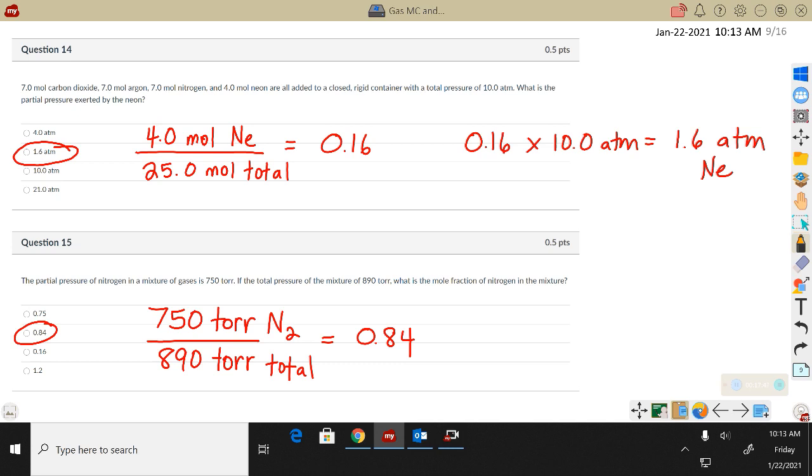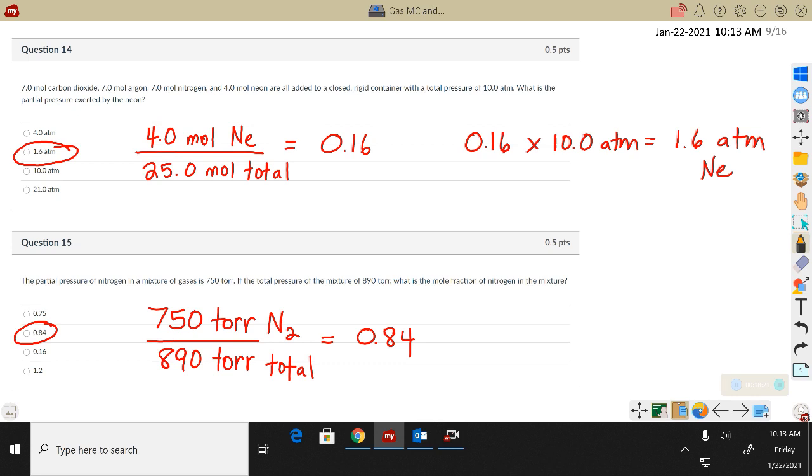It's like a percent, but you don't have to multiply by 100. It's like saying about 16% of the particles are neon, which would mean that 16% of the collisions are coming from neon and 16% of the pressure comes from neon. So then just take that mole fraction, the 0.16, and multiply by your total pressure. That's usually why we don't multiply it by 100, because you're probably going to take that fraction and multiply by the total pressure.